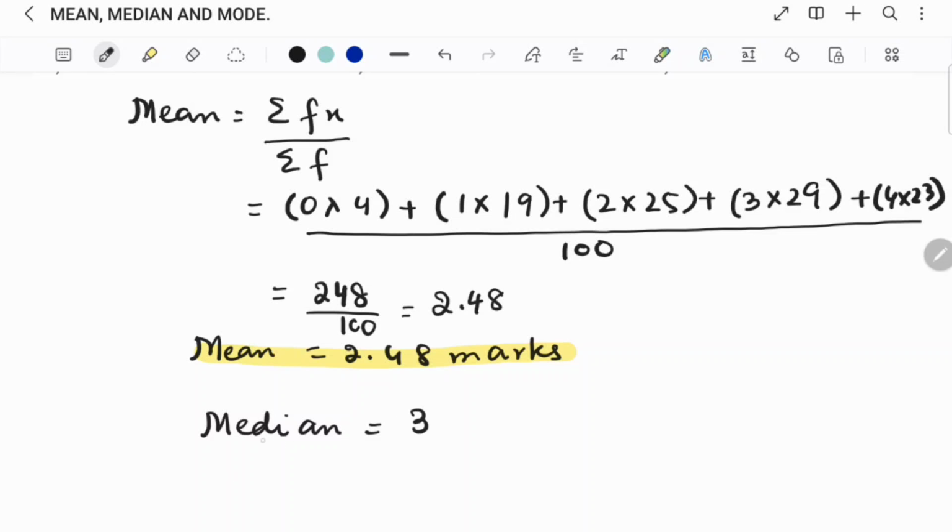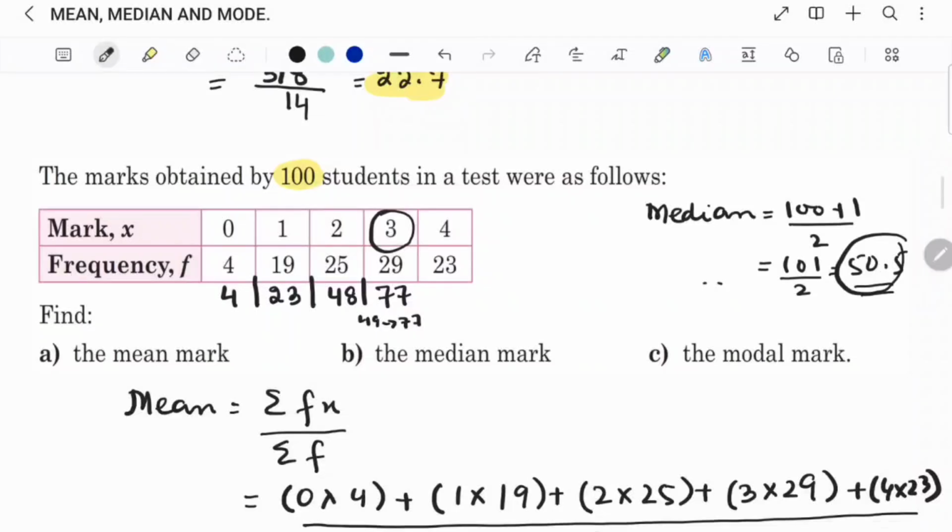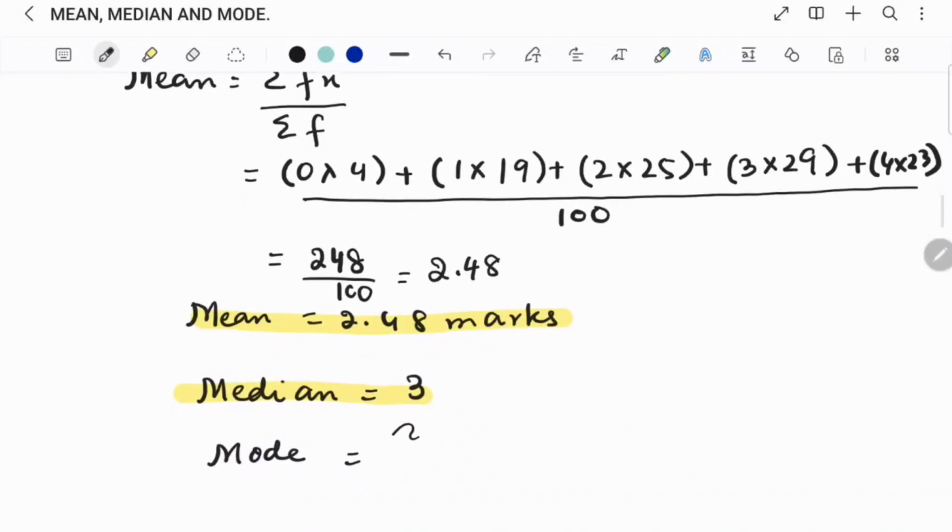Now we are going to find out the mode. The mode is the value with the highest frequency. So 29 is the highest value. It means that 3 is written 29 times. So this 3 is the most repeated number. So you write down 3 is the mode also.